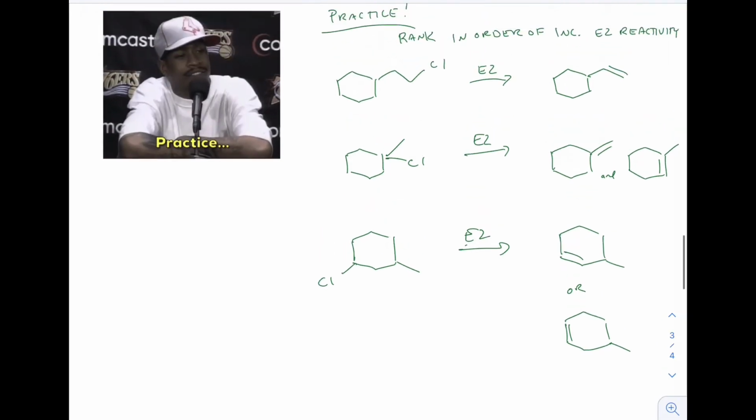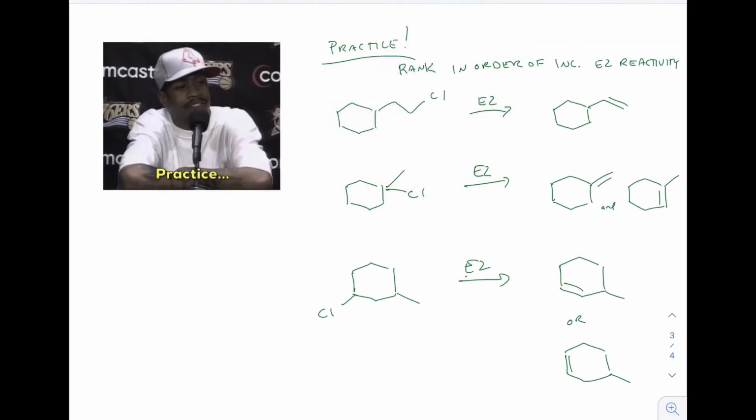And the reason why I want you to draw these products out is obviously to get the practice in that, but also to show you what the product's stability will be, because you can look at an alkene and say, hey, that's the more stable or not, and then you can work your way back and say, okay, well, that's the fastest reaction because we form the more stable product.